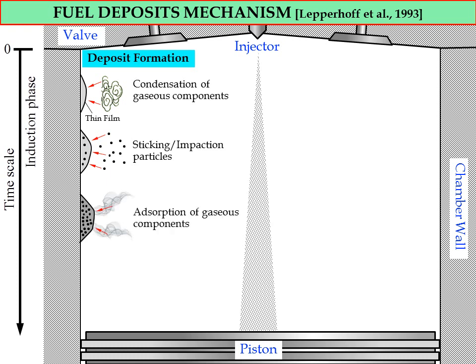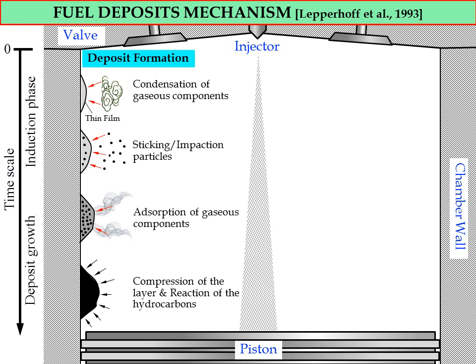Next, the second process after the induction phase is the absorption of gas components into the deposit formation on the chamber wall. And due to the compression of the layer and also the reaction of the hydrocarbon, we will have a black color deposit that attaches or sticks on the chamber wall. So these are the four processes involved in deposit formation. And the last two processes we refer to as the deposit growth phase.